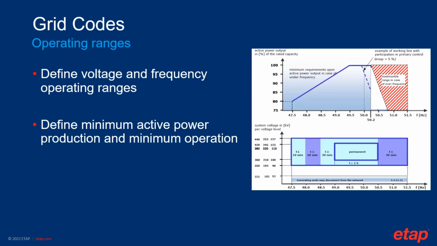The system operators define normal and abnormal conditions. They are classified according to duration and magnitude of both voltage and frequency changes. Within these operating ranges, renewable power plants must stay connected to the grid, and they must produce at least the minimum active power specified by the system operator. This requirement is aimed at preventing renewable power plant disconnection during unstable operation.